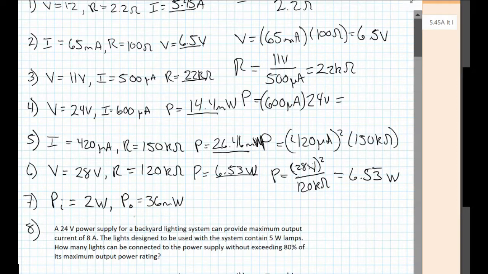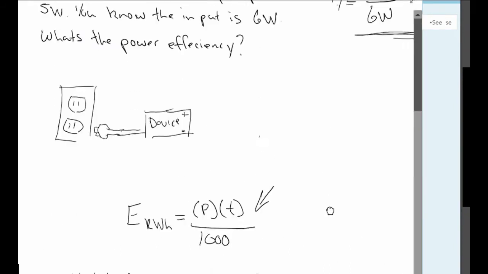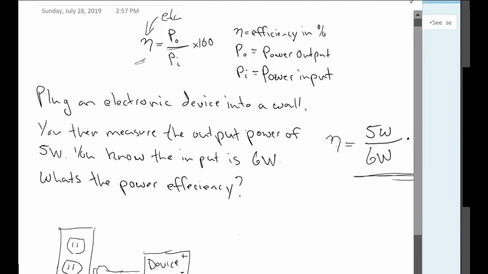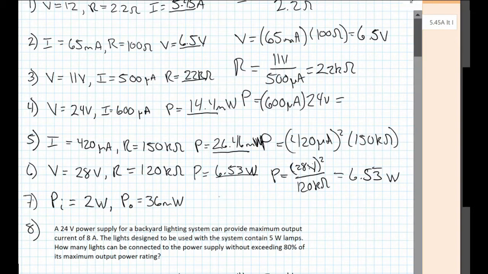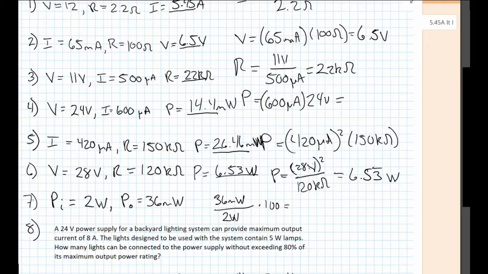All right, so if you remember this equation, you have your power output, power input. Let's go back over here. Power output, power input. So our power output is 36 milliwatts over 2 watts. That is equal to, oh, and then you gotta, almost forgot, gotta multiply it by 100 in order to get the percentage. So 36e3 divided by 2 times 100. 1.8%.